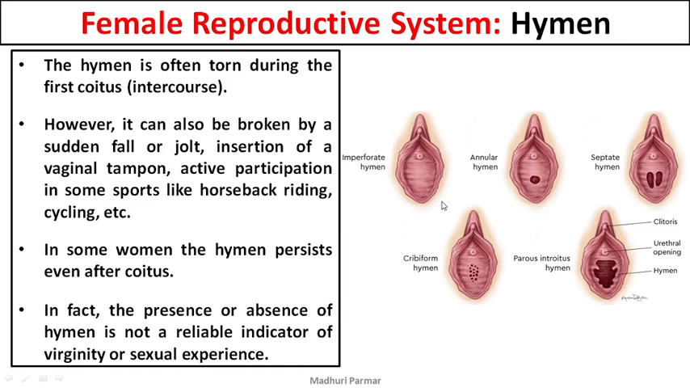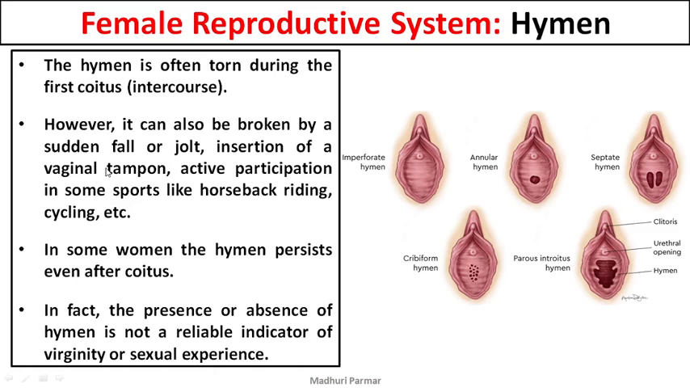It can be broken by a subtle fall or jolt because of some accident, or by insertion of a vaginal tampon. A tampon is basically a tube-like structure. Actually, it is not even a tube, it is a plug made up of cotton. This cotton is rolled into a finger-like structure.